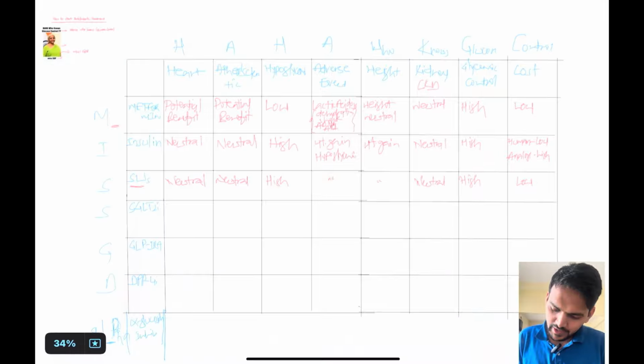Next is about SGLT2 inhibitors, especially dapagliflozin and empagliflozin. So we know that it has potential benefit when it comes to heart health. So beneficial. Atherosclerotic events, we can see a lesser number of atherosclerotic events when we start using SGLT2. So it has benefit here also.